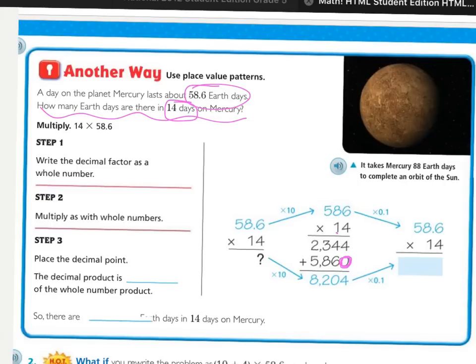And you would have added it all together and got 8,204. And then we have to place the decimal back in again. And so we'll have our digits. And then how many decimals are there? Well, we had to move 1 out. So there's 1 decimal place. So your final answer should be 820 and 4/10 Earth days in 14 days on Mercury. Now I know that went through fairly quick, but again, it's the same thing we did yesterday, pulling the decimal out and then moving it back in.